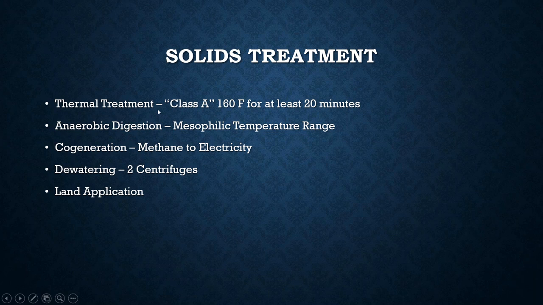The solids treatment: the primary sludge that I mentioned earlier goes through a thermal treatment system that we have just added. That is to get it to Class A. We heat it at 160 degrees Fahrenheit for at least 20 minutes to achieve what is considered pasteurization at that point. From there, we do anaerobic digestion. We're keeping our digesters between 95 and 100 degrees Fahrenheit in the mesophilic temperature range to maximize the methane we're producing. That methane will then be burned in a cogeneration system to produce electricity for the plant.